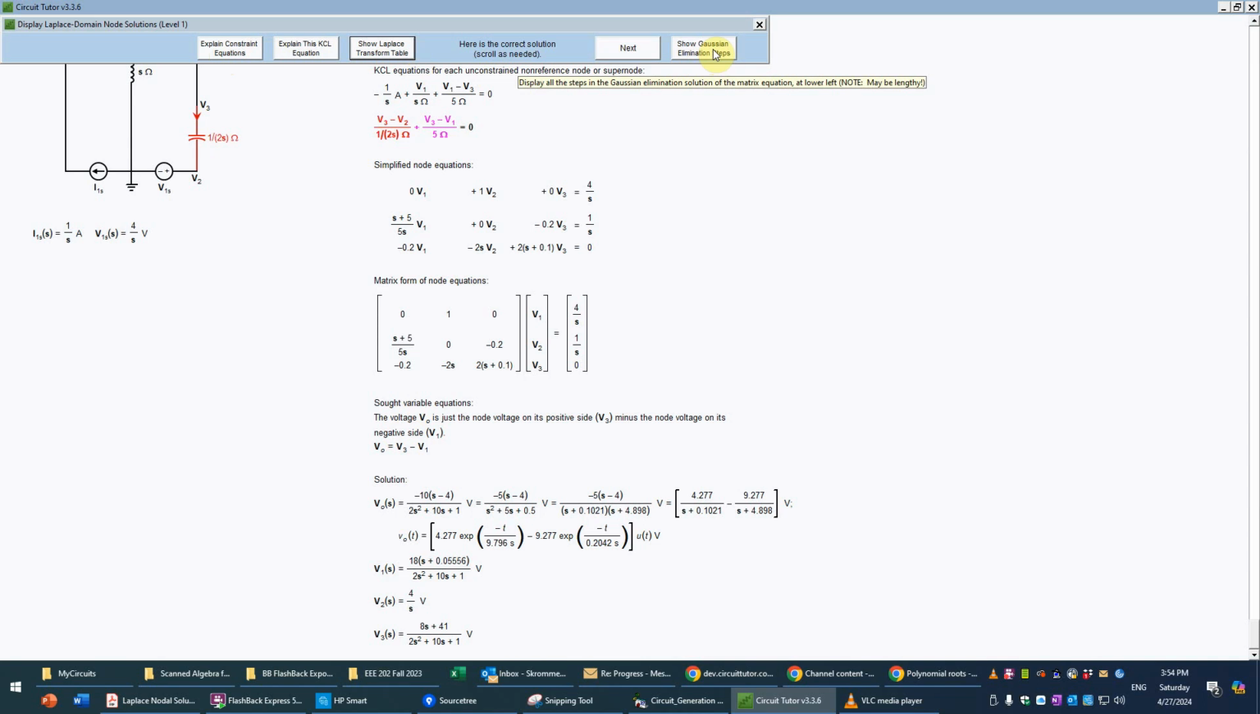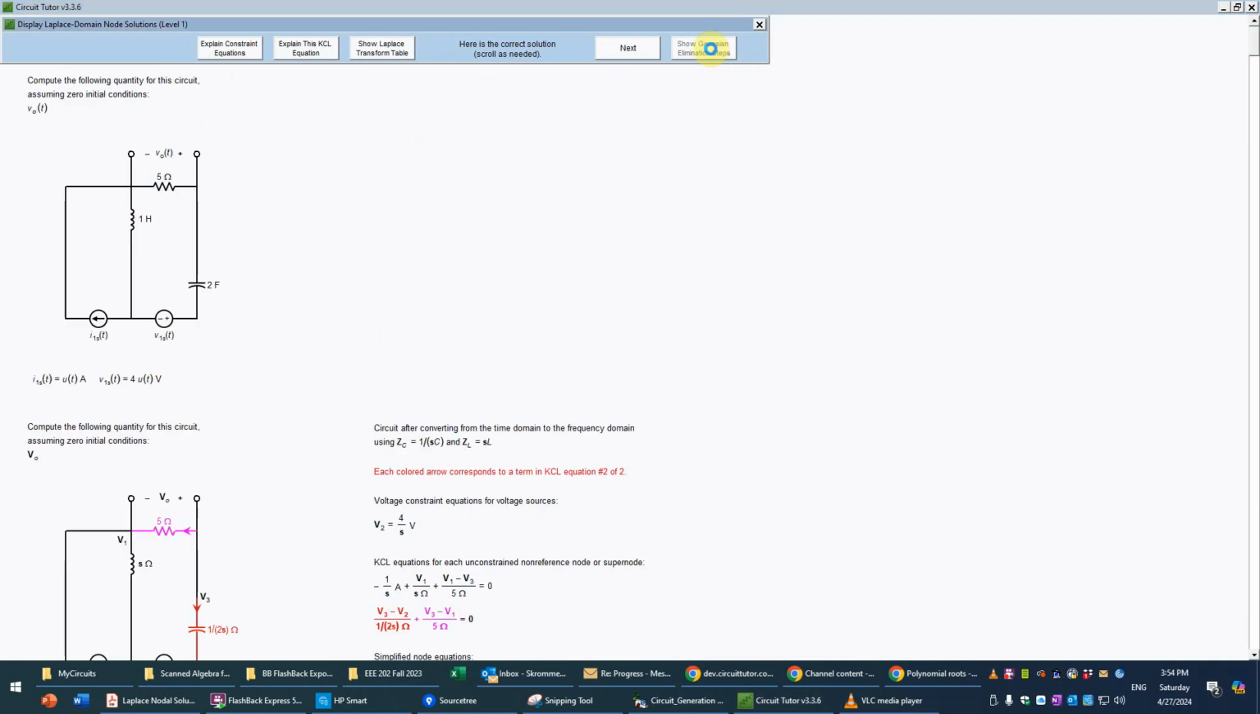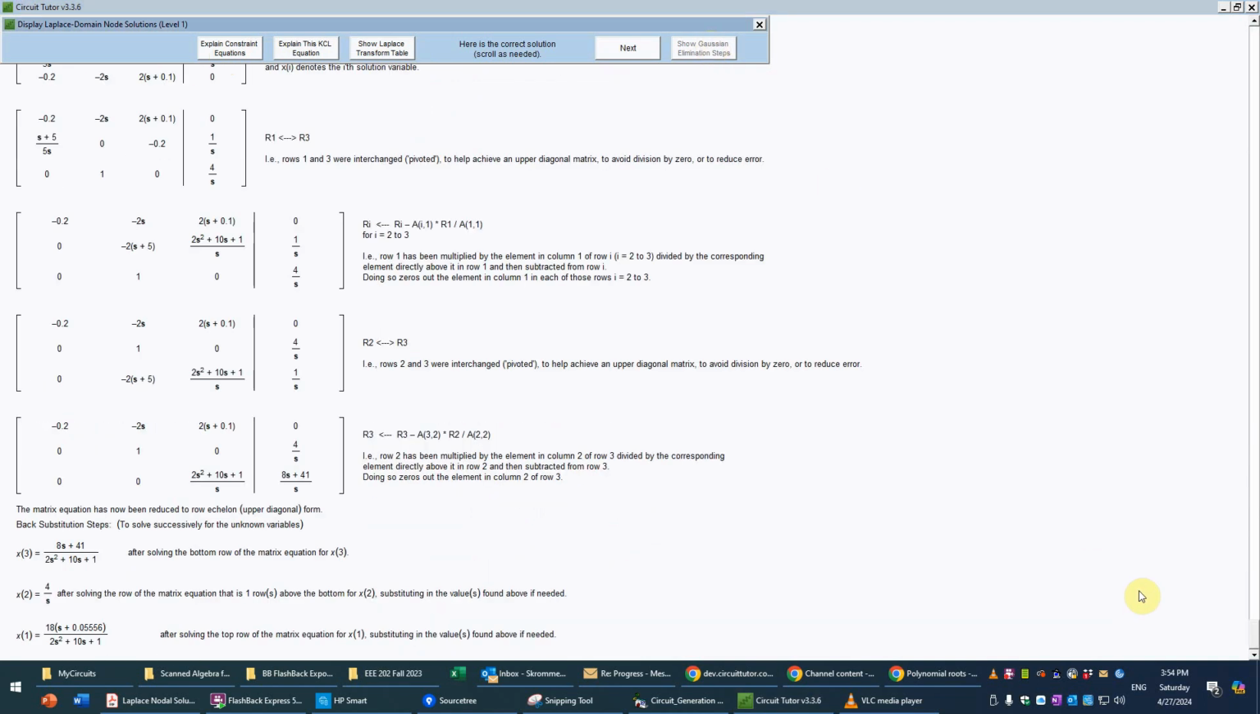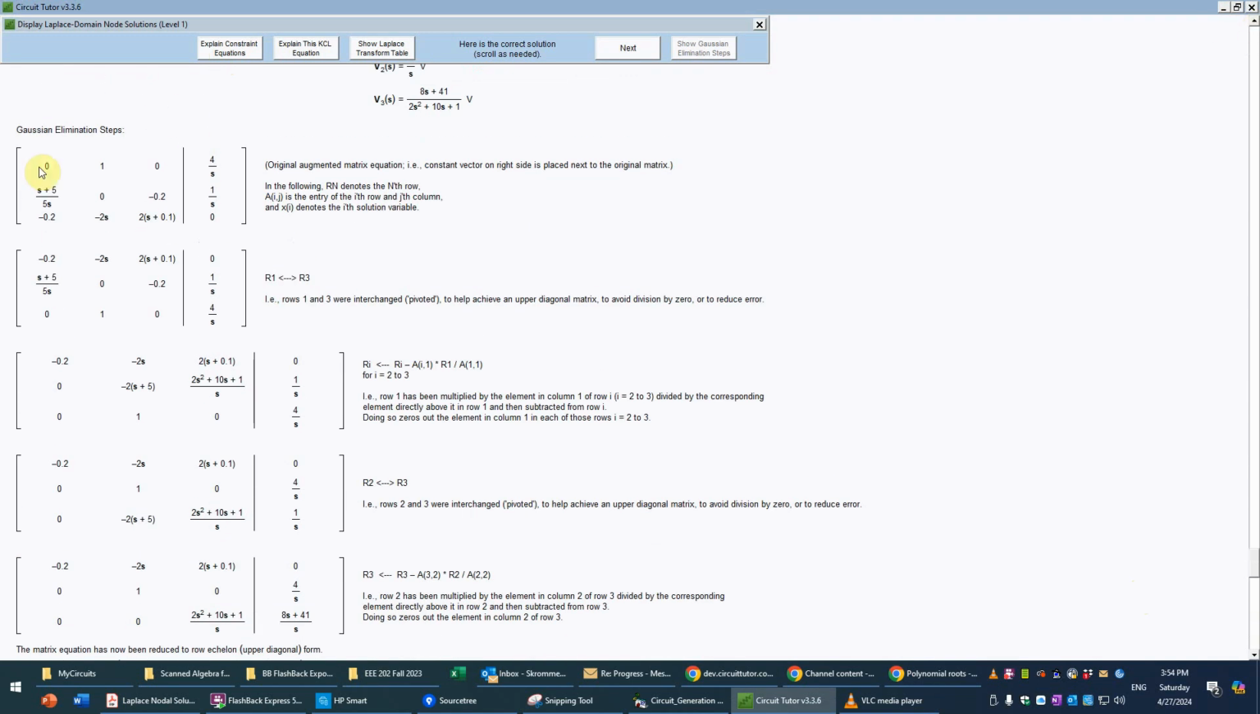Now, you can show Gaussian elimination steps. I don't really recommend doing it this way, but if you are bound and determined to do that, which is a little bit more complicated, it will show you the actual steps that Circuit Tutor uses internally to solve the problem. And as you see, there's quite a few steps here. And we start with the original matrix, then we switch rows 1 and 3, basically to make this be non-zero up here. And then we have to add a multiple of this row to this one to zero out the first entry here.